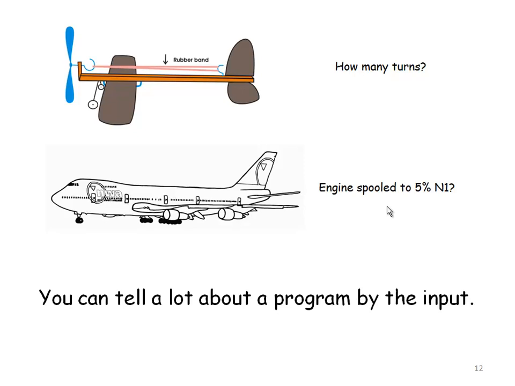As an example, what we tried to do with the PCL was let the user enter the number of turns on the rubber band if that's all he happens to know. But if the user knows more about what might affect the flight, we let them put that in the program too. So you can tell a lot about a program by its input.